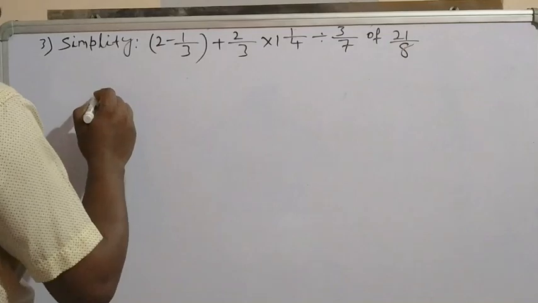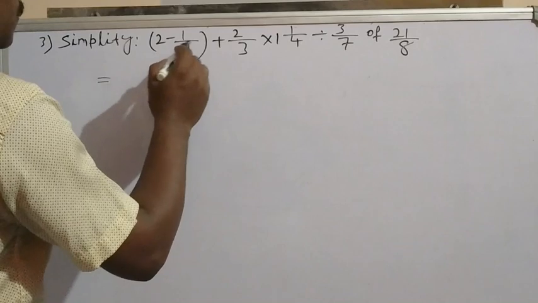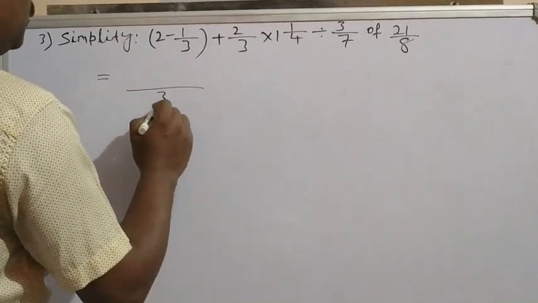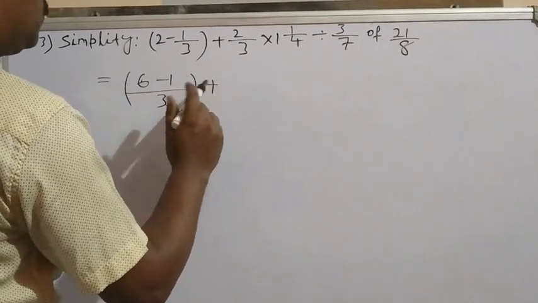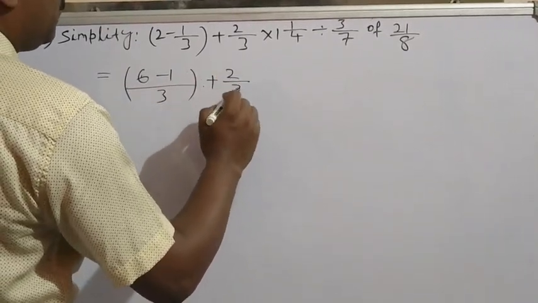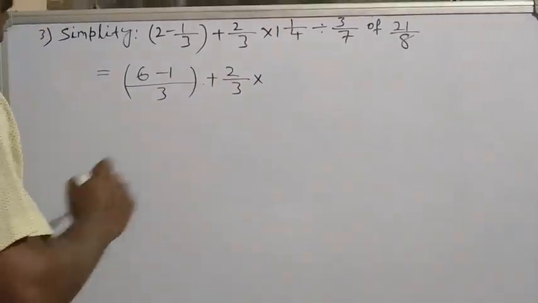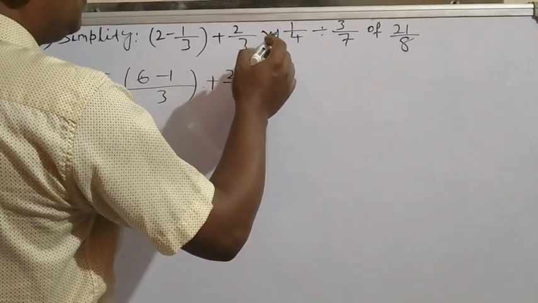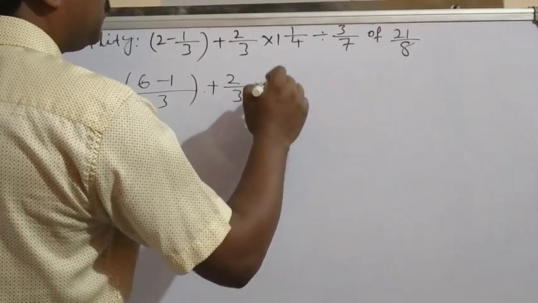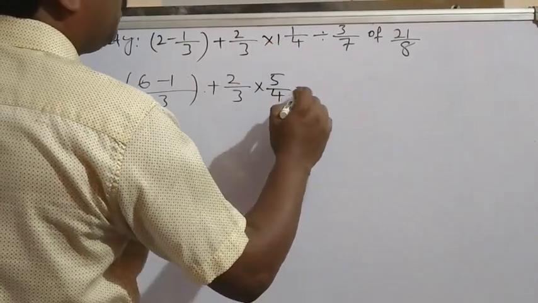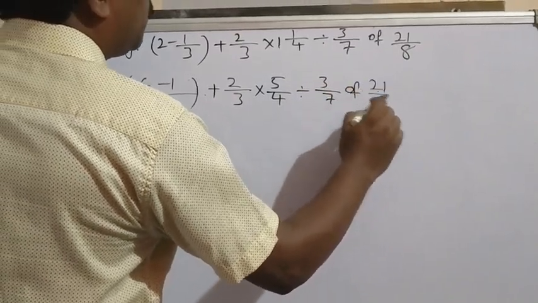So according to BODMAS rule, first what do you have to solve? Bracket, B. First solve within the bracket. LCM is 3. So 2 into 3 is 6, minus 1. Then plus 2 by 3 into, this mixed fraction you bring to improper fraction: 4 into 1 is 4, 4 plus 1 is 5 by 4. I have changed this mixed fraction to improper fraction. Then divided by 3 by 7 of 21 by 8.